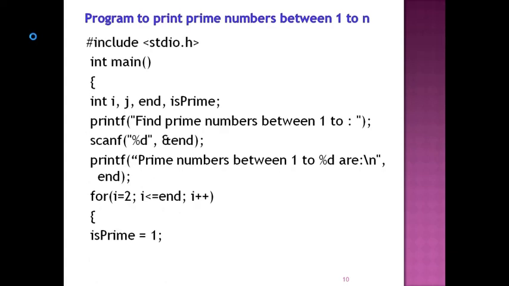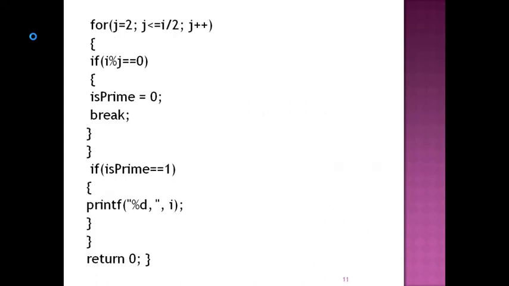Now i value is incremented by 1. Now i value is 7. The 7 is checked whether it is a prime number or not in the inner for loop. It is a prime number, so it prints on the screen.